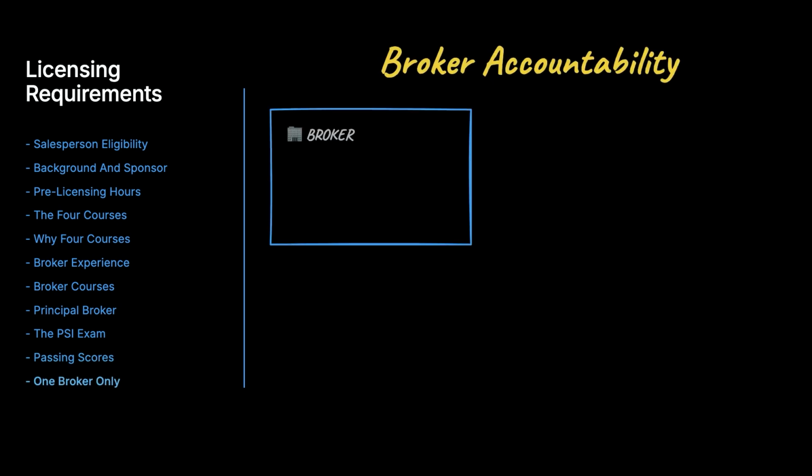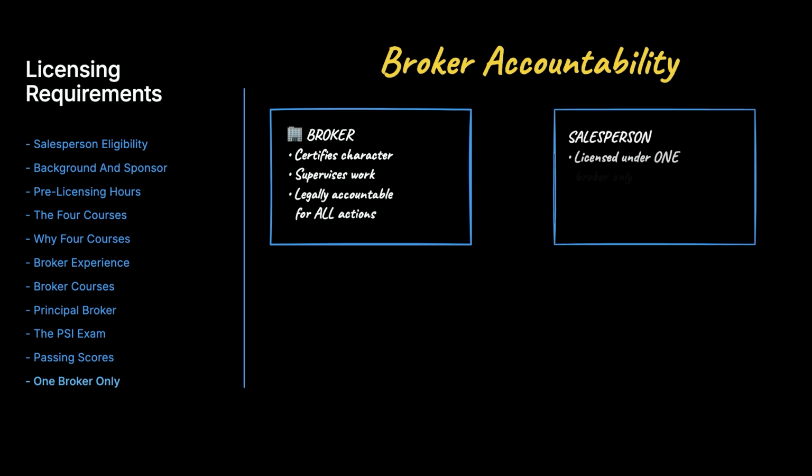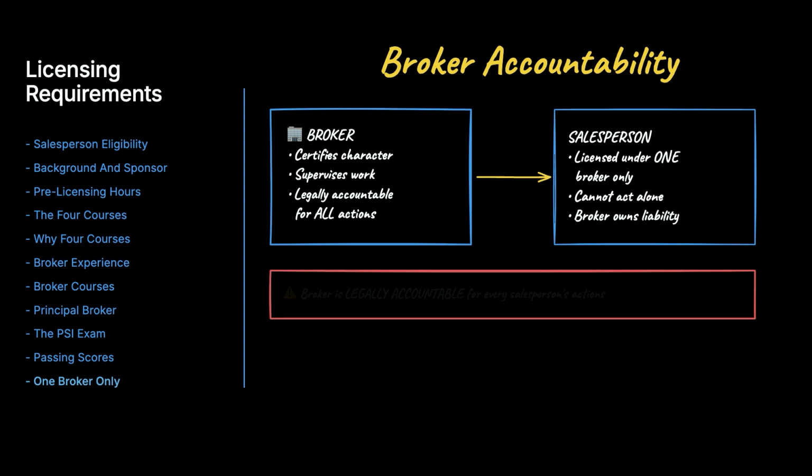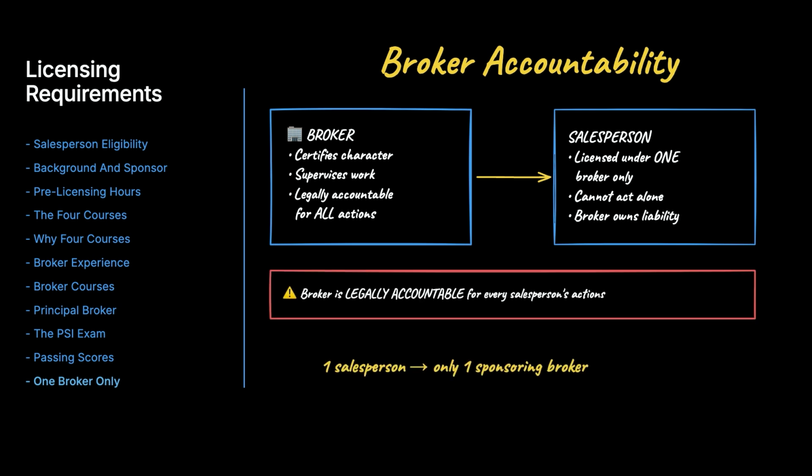Let's return to that sponsoring broker, because the relationship is more than paperwork. A salesperson can be licensed with only one broker at a time and works under that broker's supervision. The broker certifies your character and commits to overseeing your work. Crucially, the broker is legally accountable for every affiliated salesperson's licensed actions.